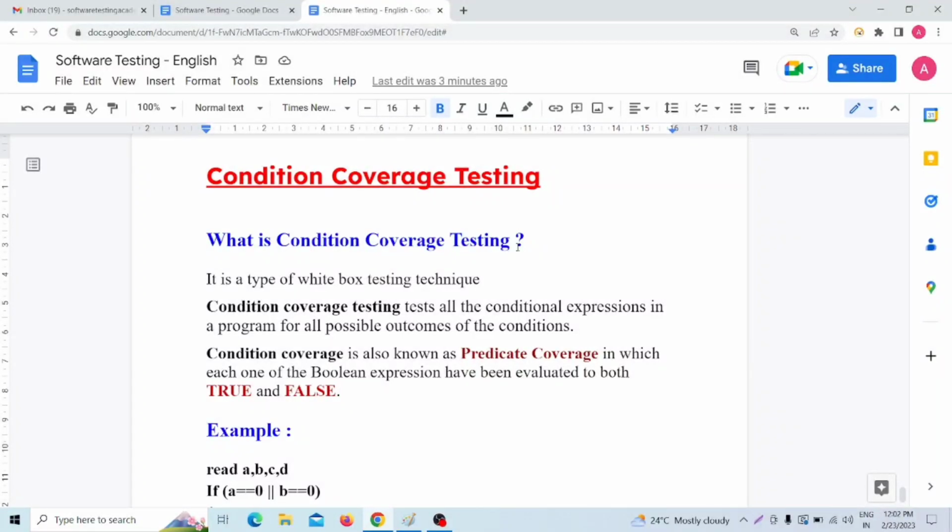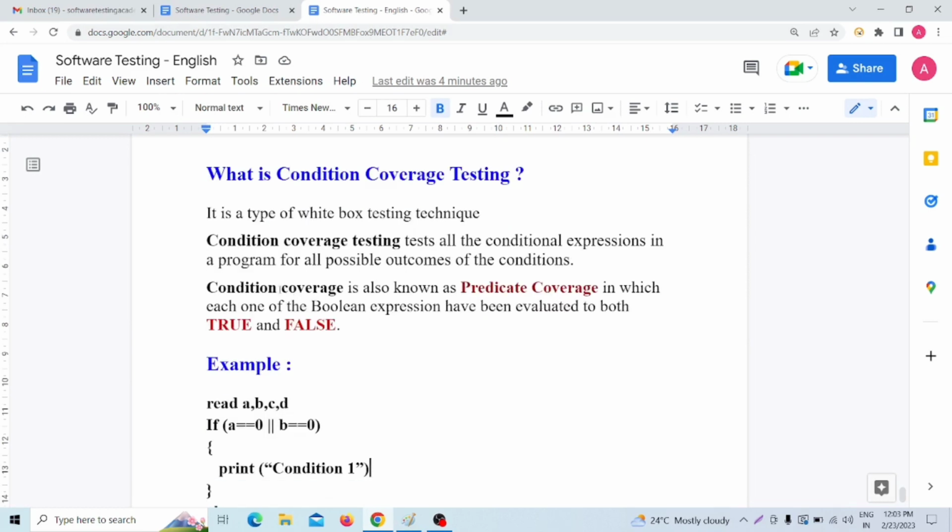So in this video session, I am going to discuss another technique of white box testing, that is nothing but the condition coverage testing technique. First we have to know what condition coverage testing is. As I have already told you, it is a type of white box testing technique. In condition coverage testing, we test all the conditions or conditional expressions in a program for all possible outcomes of the condition. Condition coverage is also known as predicate coverage.